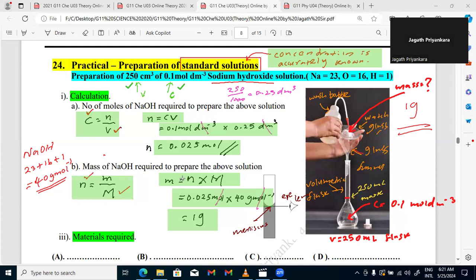I don't know how many of you have done this. Please raise your hand those who have done this practical in school. You are supposed to do this in the school lab as a practical. How many of you have done this in school as a practical? Raise your hand.